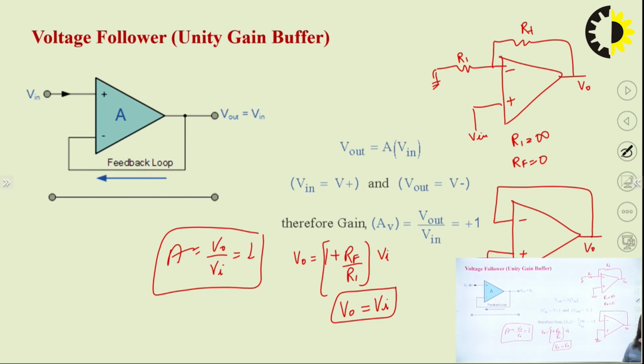If gain is 1, what is the use of this voltage follower? Because this voltage follower acts as a buffer. It provides a high input impedance, but it does not provide any gain. The input that we are providing, the same is obtained from the output also. So this is basically used for providing isolation in the circuit or providing high input impedance.